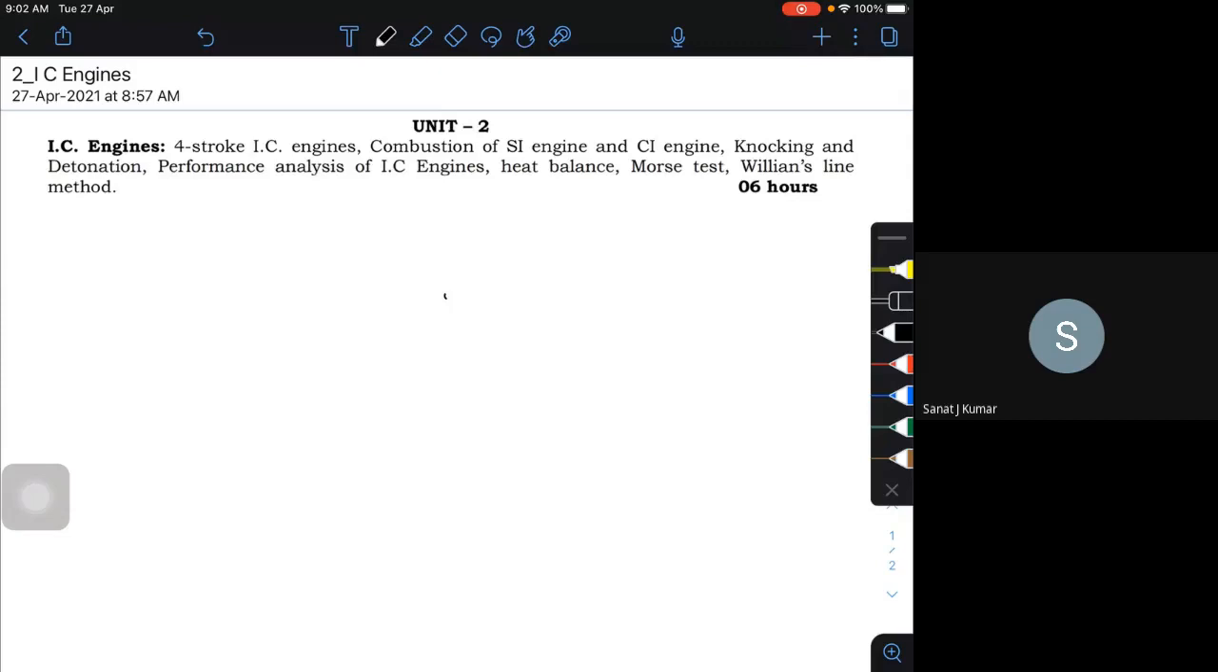When you look at the syllabus, we have only the four-stroke engines. We are not looking at any two-stroke engines. We are looking at the four-stroke IC engine. Then combustion of this IC engine, both in SI as well as CI engine. Then there are certain unwanted phenomena which happen whenever there is combustion in your IC engines, and those are knocking and detonation. We'll also try to do some performance analysis of these IC engines.